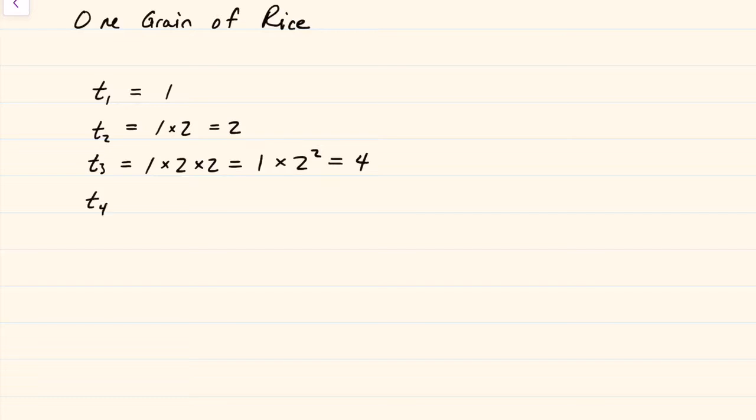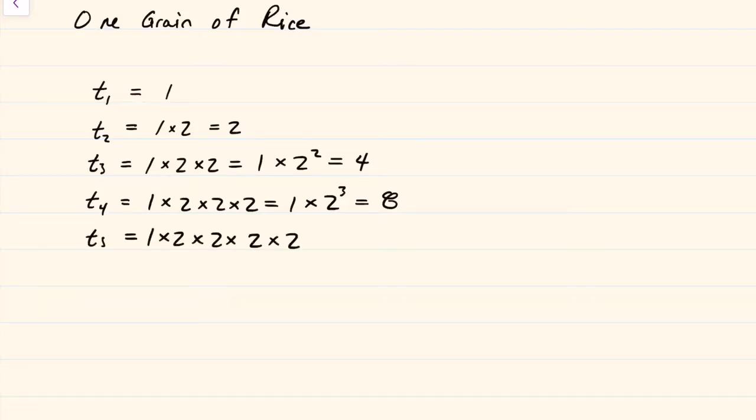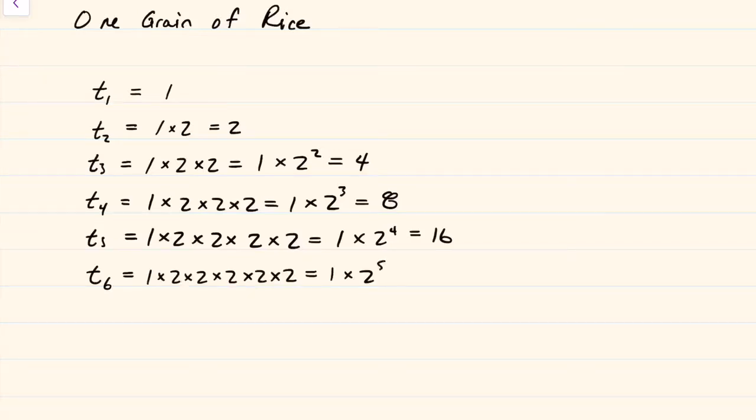t4 is the fourth term, which is, we're going to multiply by 2 one more time, which is going to be 1 times 2 cubed, which is 8. For t5, we take whatever t4 was, multiply it by 2 one more time, which means it's going to be 1 times 2 to the fourth, which is 16. For t6, one more time again, I get 1 times 2 to the fifth, which is 32.